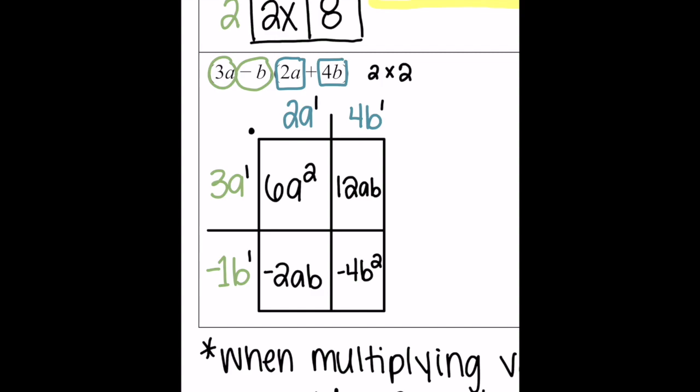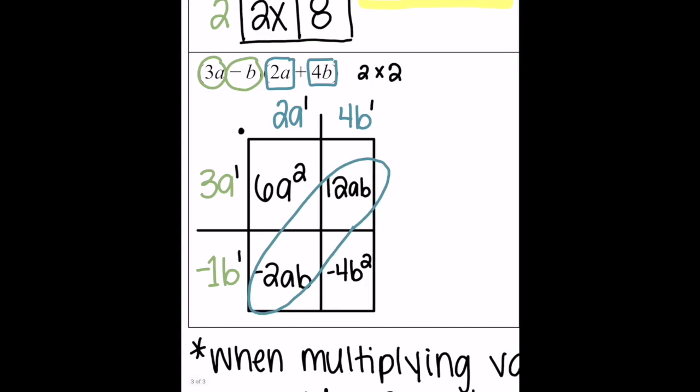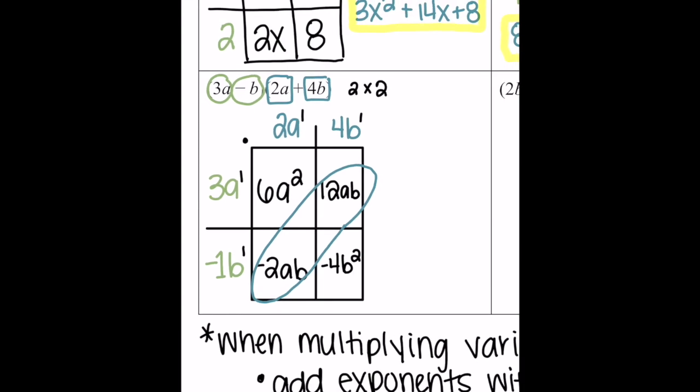Now again, we want to combine those like terms that are in the diagonal. So we have 6a squared, then 12ab minus 2ab is still positive 10ab, and then we have negative 4b squared.